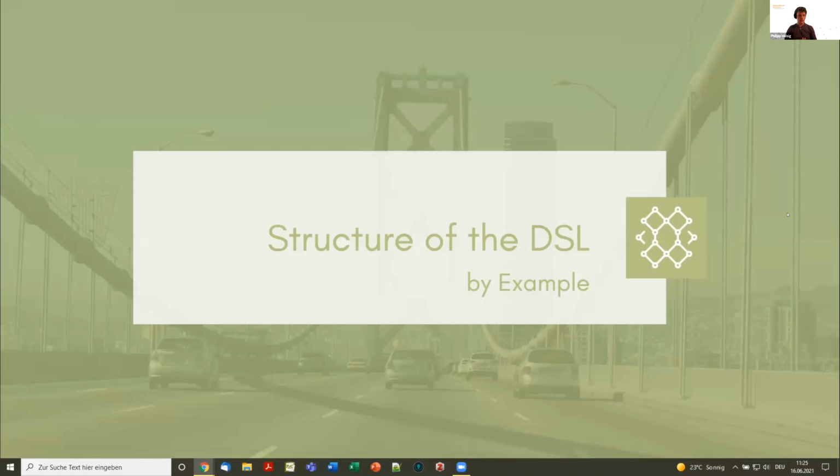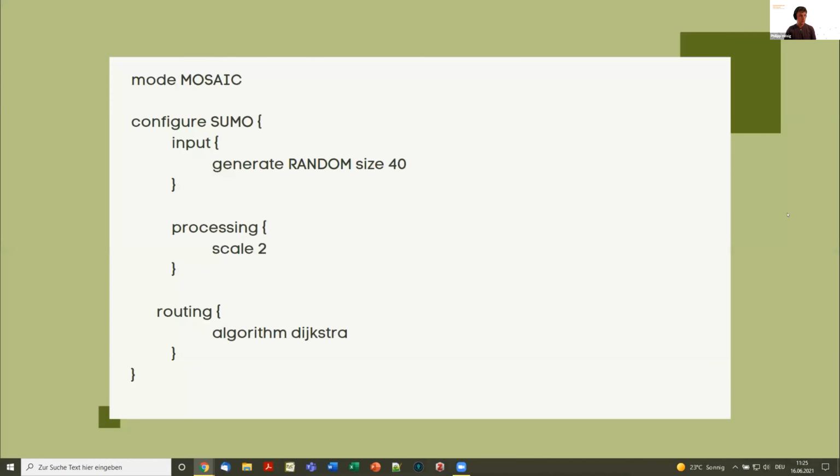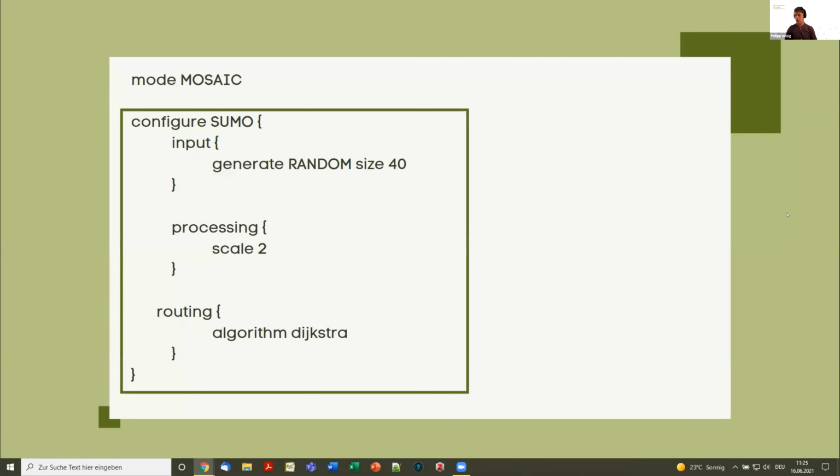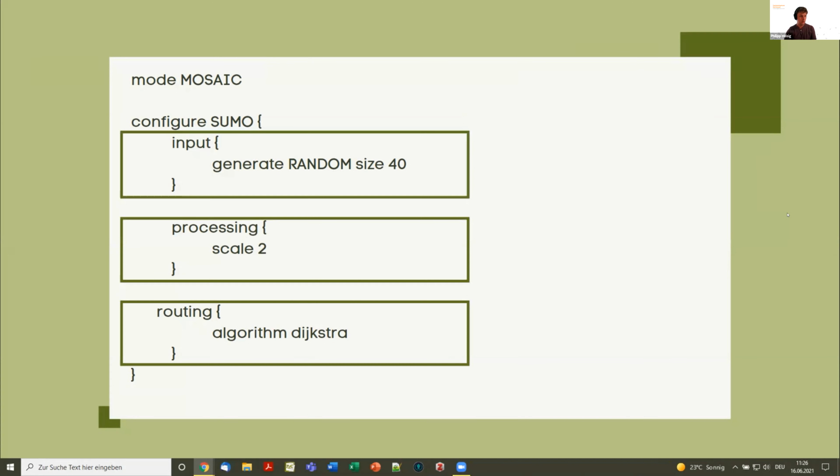So how does our DSL look like? I don't show you the DSL. I just show you an example. Due to lack of time, you can have a look at the paper for the DSL. But I give you a small impression of how the DSL looks like. So the main building block or foundation is this configure block. It's used to configure the single simulators you want to use. For example, here we have SUMO, where you can either reuse an existing scenario or you can generate a random scenario. Therefore, we provided some properties like the size or the routing algorithm and so on.